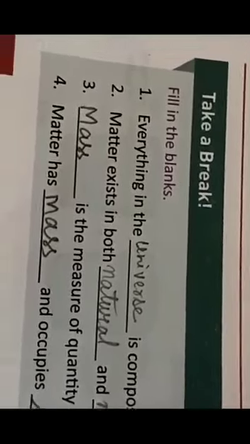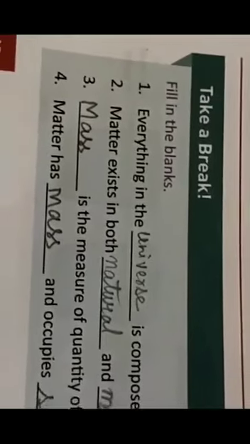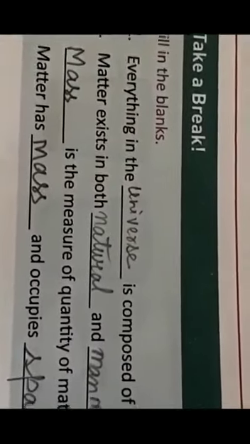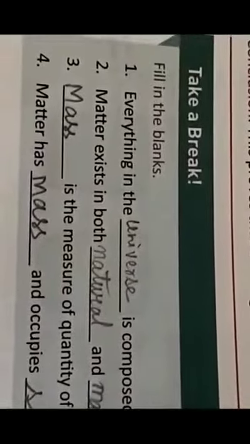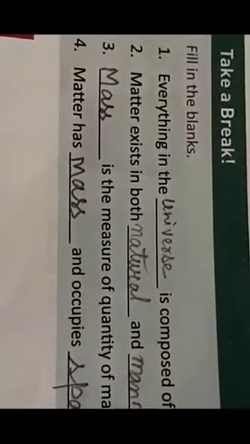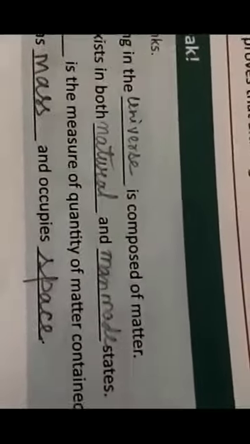Now let's see the general properties of the three states of matter. But before that, we need to complete the Take a Break on page number 42. So let's see. Everything in the universe is composed of matter. So the first blank will be universe. Second, matter exists in both natural and man-made states. Third, mass is the measure of the quantity of matter contained in a substance. Matter has mass and occupies space.